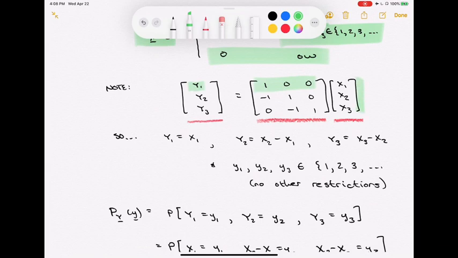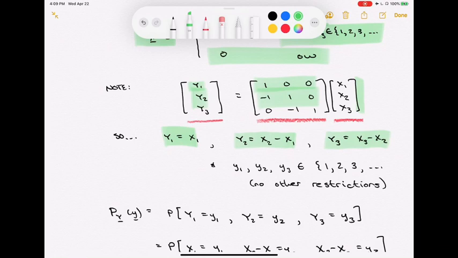So I'm going to get 1 times x1 plus 0 times x2 plus 0 times x3. That is just y1 equals x1. So y1 and x1 are the same. If I look at y2, I take the second row and multiply it there, and I get x2 minus x1 as y2. And y3, a similar kind of idea, I get x3 minus x2.